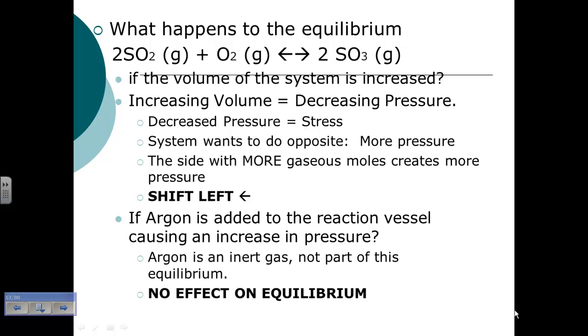Adding argon, we decided argon is not part of the reactants or products up above in this dynamic equilibrium. It will change the pressure inside the container, but it won't play a role in the equilibrium. Therefore, there'll be no effect on the equilibrium. It will not shift in either direction with the addition of an inert gas.